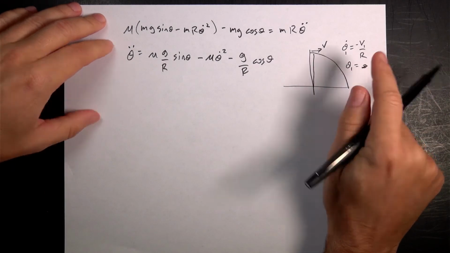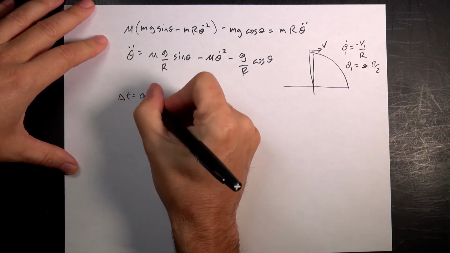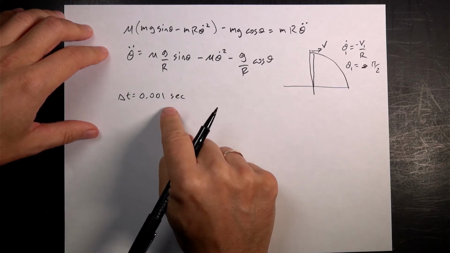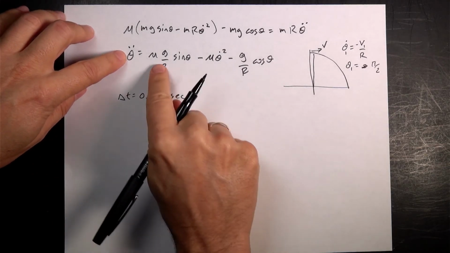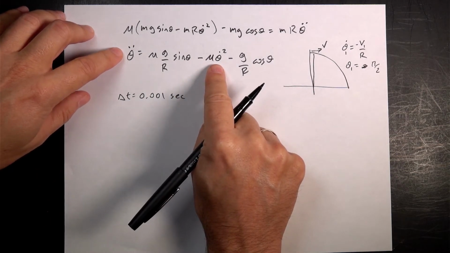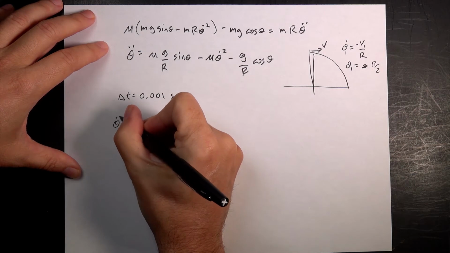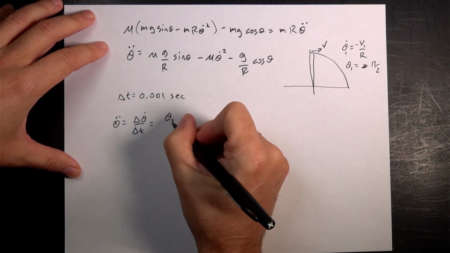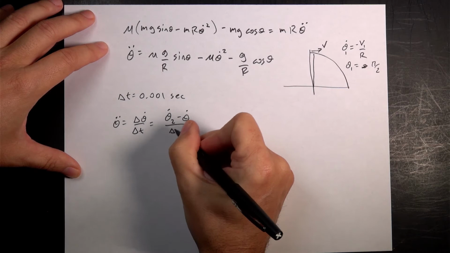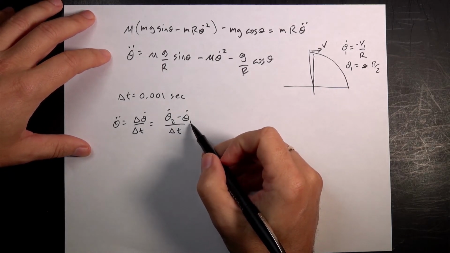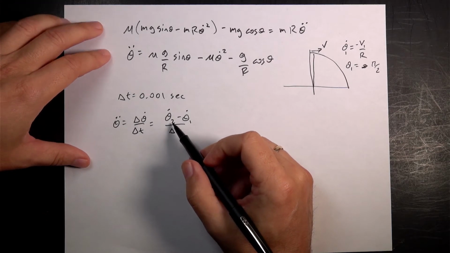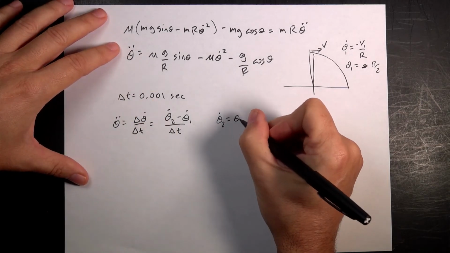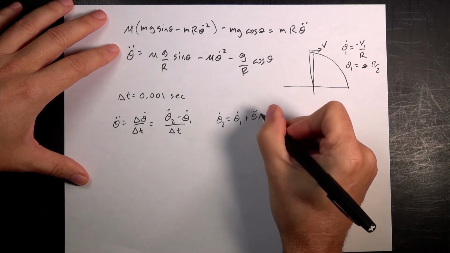So I need those two things. If I have theta, now what I want to do is to break this into a time step. Delta t is 0.001 seconds, let's say. If I break this into a bunch of small time steps, during that time step, I can assume that theta double dot is constant. It's not, because theta changes and theta dot changes, but let's assume it is. If that's the case, I can say theta double dot is equal to delta theta dot over delta t. And that's going to be theta 2 dot minus theta 1 dot over delta t. So theta 1 dot is the beginning theta dot. Theta 2 dot is the theta dot at the end of the time interval. I can solve this for theta 2 dot: multiply by delta t, add theta 1 dot, and I get theta 2 dot equals theta 1 dot plus theta double dot delta t.